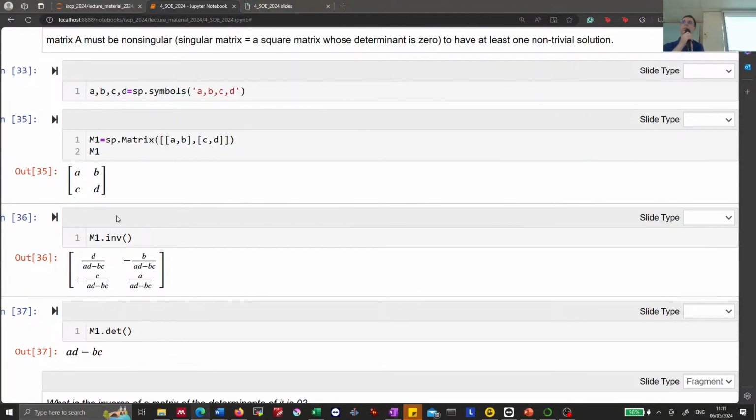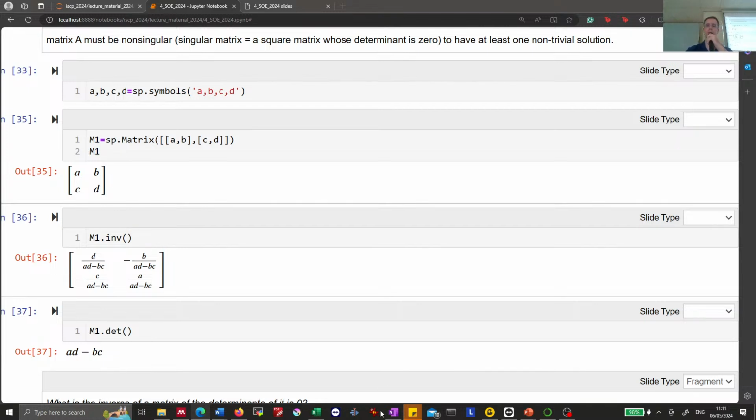Okay, and we are back. So the question before the break was, what happened with the inverse of a matrix, here 2 by 2, when the determinant is 0?